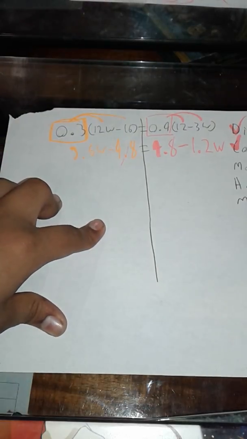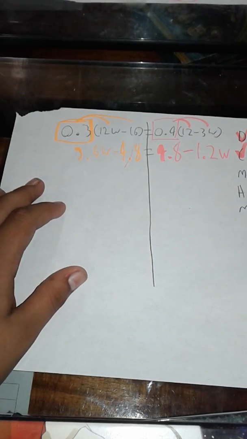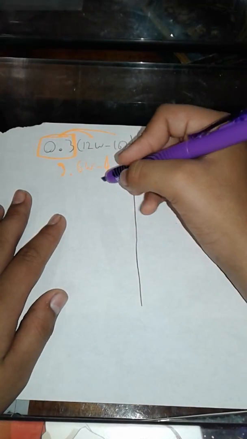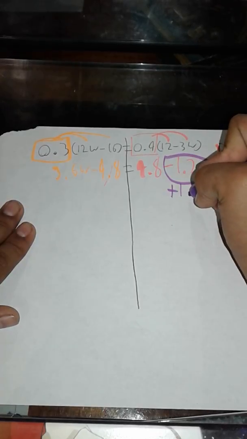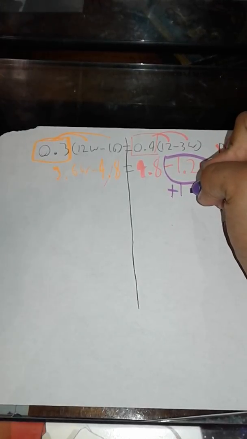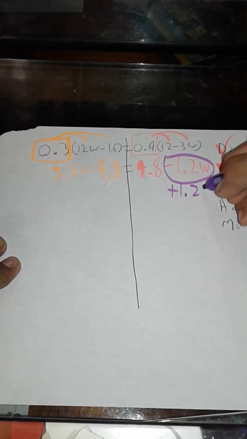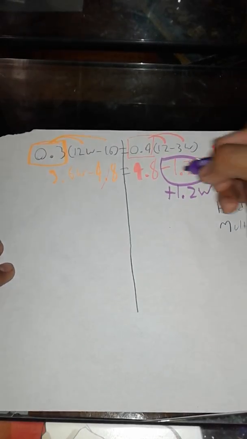Now we're going to move on, with a different color so I can stay organized, to M, which is move the like terms from one side to the other. So I'm going to move negative 1.2w by adding 1.2w to both sides.